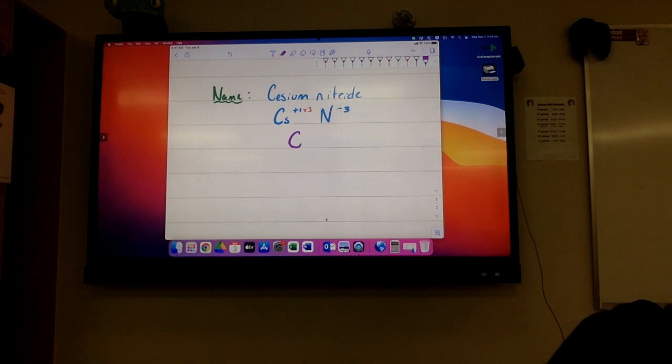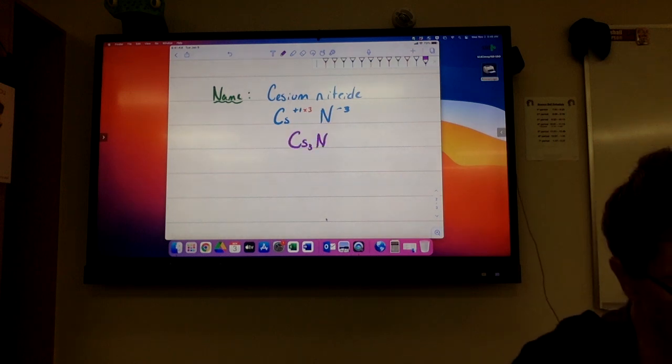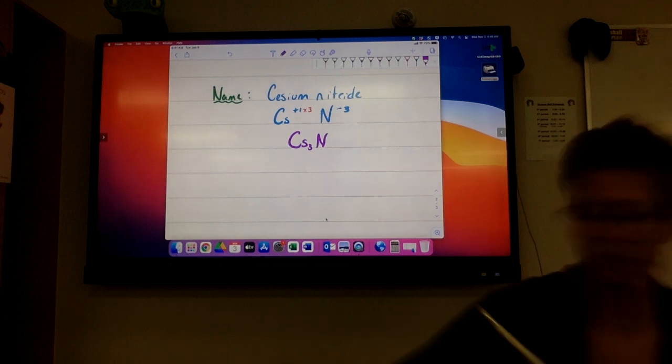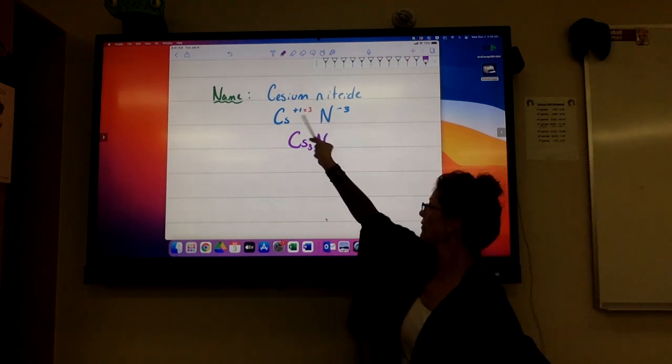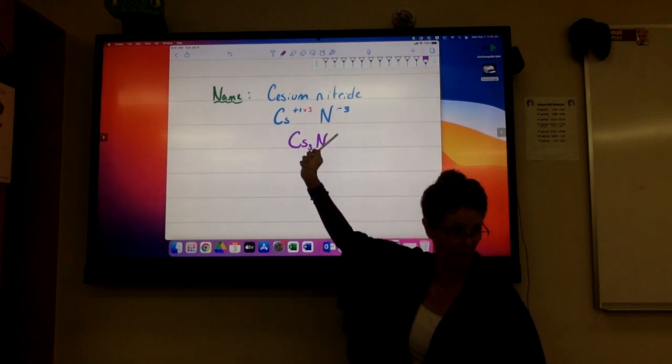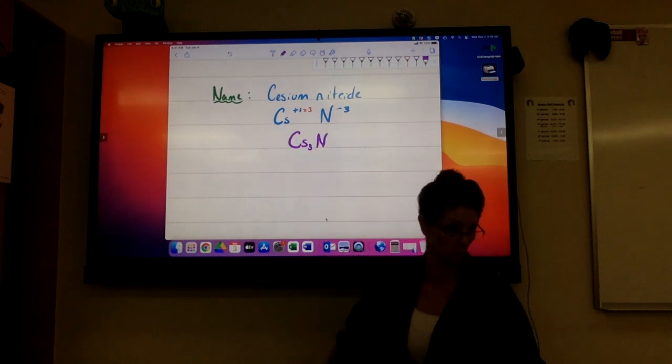Very good. Cs3N. You okay with that? Yes. Oh, because on the left now you have +3, and on the right you already have a -3. And so it equals 0, and that's what you want.